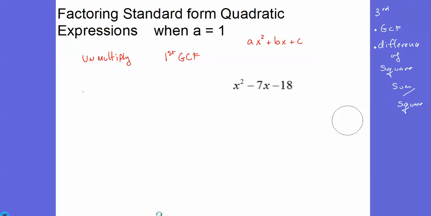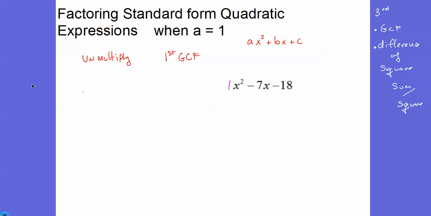Following our steps, first, before we do anything, we have to check this for a GCF. I notice that this last term has no variables, so I can't divide by x. I notice that this first term, the a, in fact, is equal to 1, and that means I haven't really any values by which I can divide and come up with a common factor.